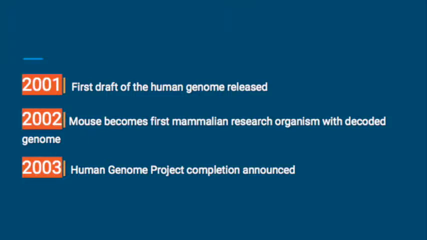A wealth of information was obtained from the initial analysis of the human genome draft. For instance, the number of human genes was estimated to be around 30,000, later revised to about 20,000. Researchers also reported that the DNA sequences of any two human individuals are 99.9% identical.